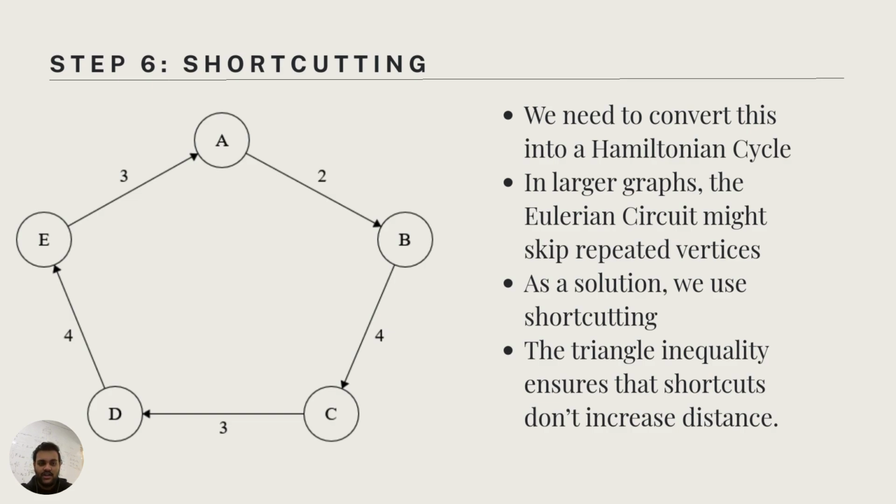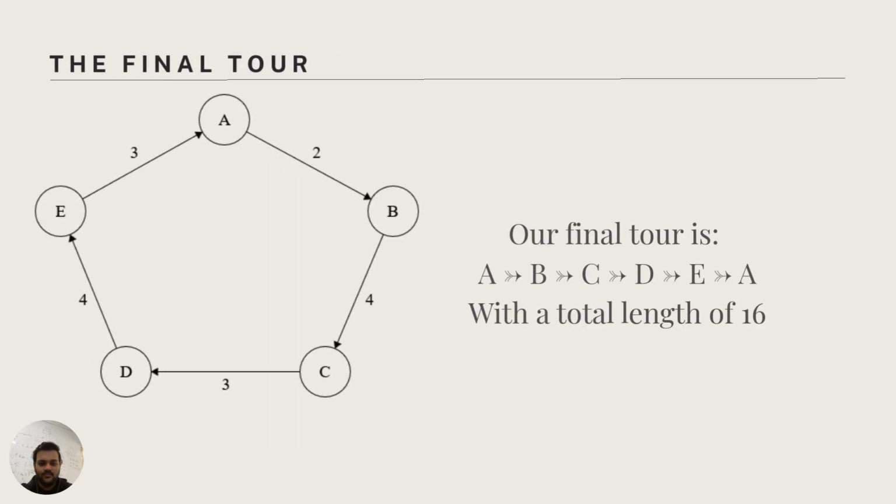The last step is shortcutting, and we need to convert this into a Hamiltonian cycle. In larger graphs, the Eulerian circuit might visit repeated vertices, and as a solution, we use shortcutting. So what happens is that we take the shortcuts. We skip repeated vertices and go directly to the next unvisited one. The triangle inequality guarantees that this shortcut won't be longer than the original path. And our final tour is A, B, C, D, E, and A, with a total length of 16.